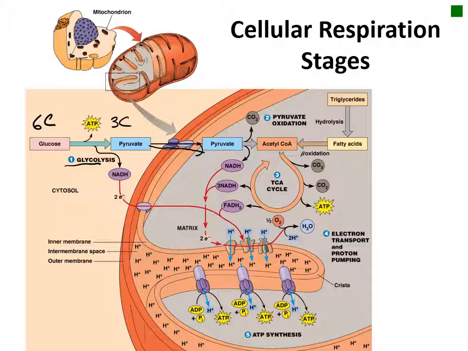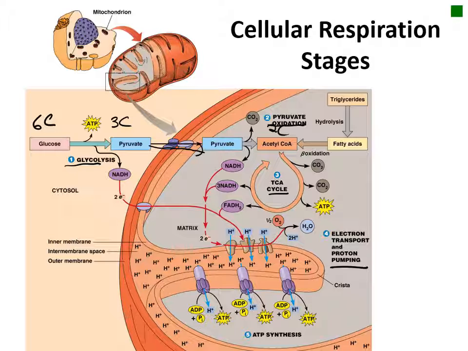The second stage of cellular respiration is called pyruvate oxidation and is a single step where pyruvate is oxidized to acetyl-CoA, a 2-carbon sugar. Acetyl-CoA is then completely oxidized to carbon dioxide through the third stage, the citric acid cycle, also called the TCA cycle. The fourth stage of cellular respiration involves an electron transport chain embedded in the inner membrane of the mitochondria. We will talk in detail about this stage in another video.